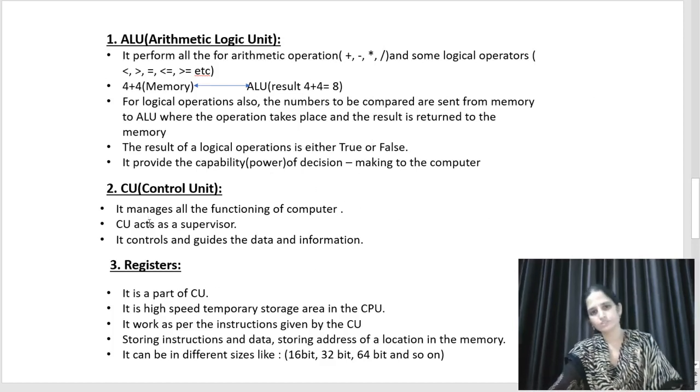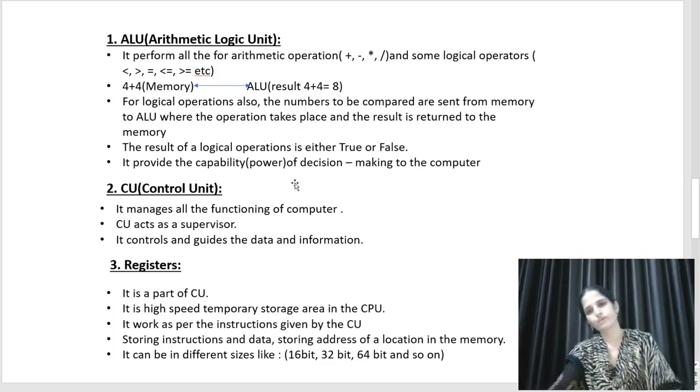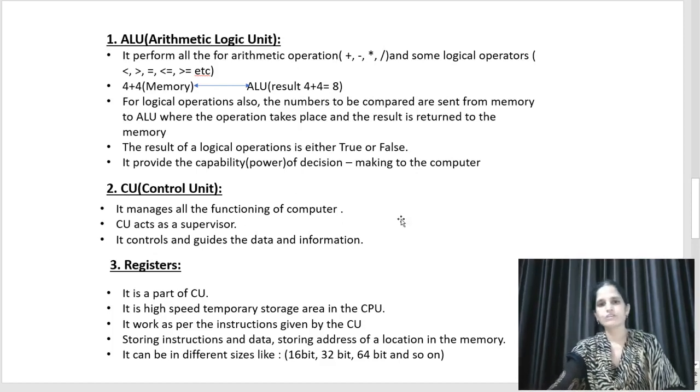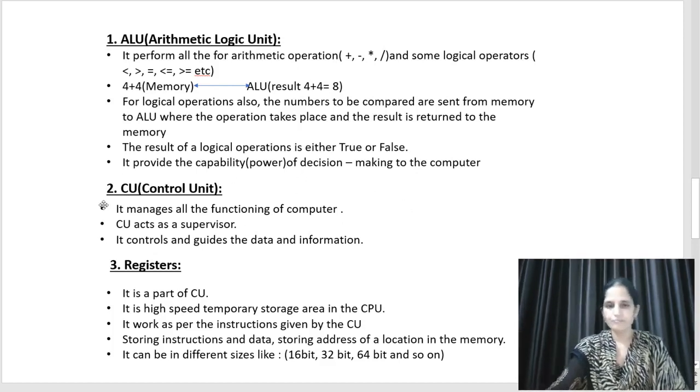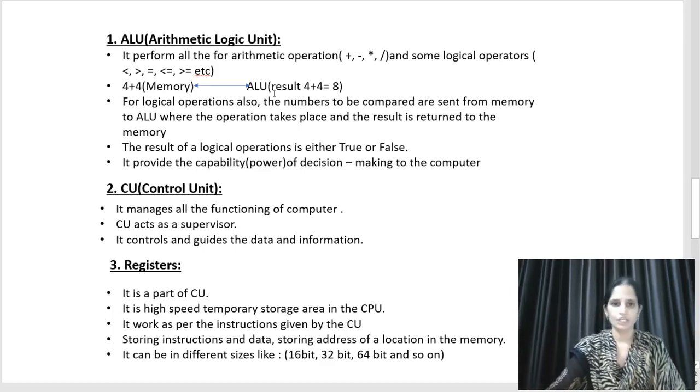So now the CPU's second part is CU. CU stands for control unit. CU is like a manager. For example, we can say CPU has a manager and the name is control unit. It manages all the functioning of your computer. Your main functioning of the computer is managed by the control unit, and all calculation is done by the ALU.